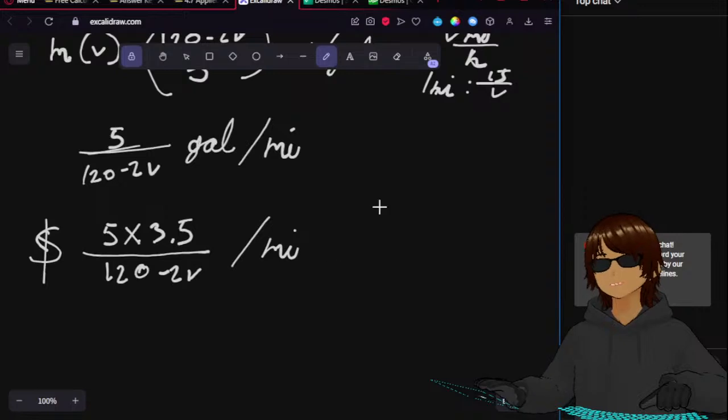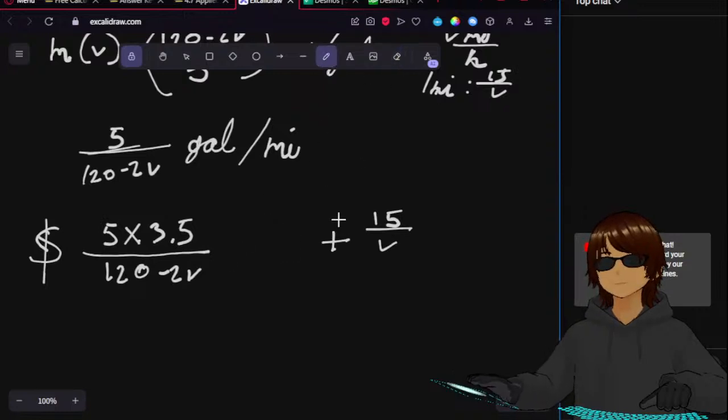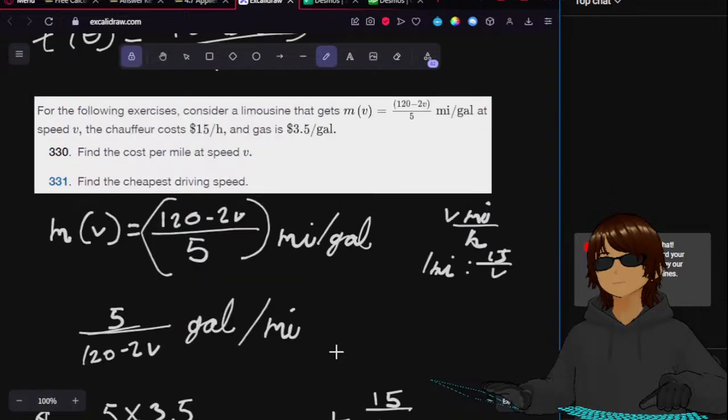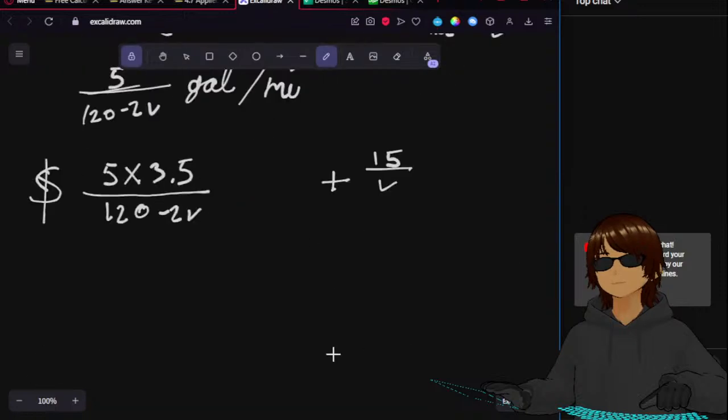This is how much the gas cost. It's chauffeur cost, whatever the speed is, 15 over V, per mile. Okay, let's see now.